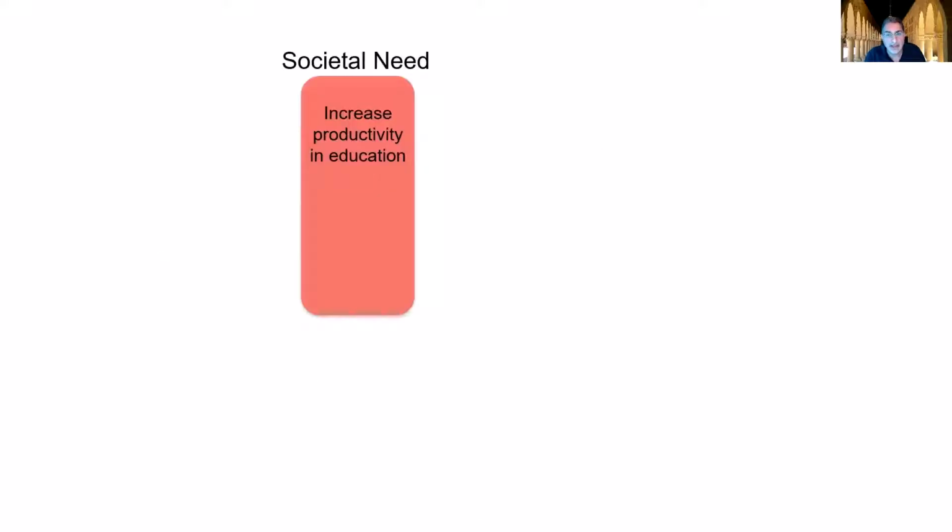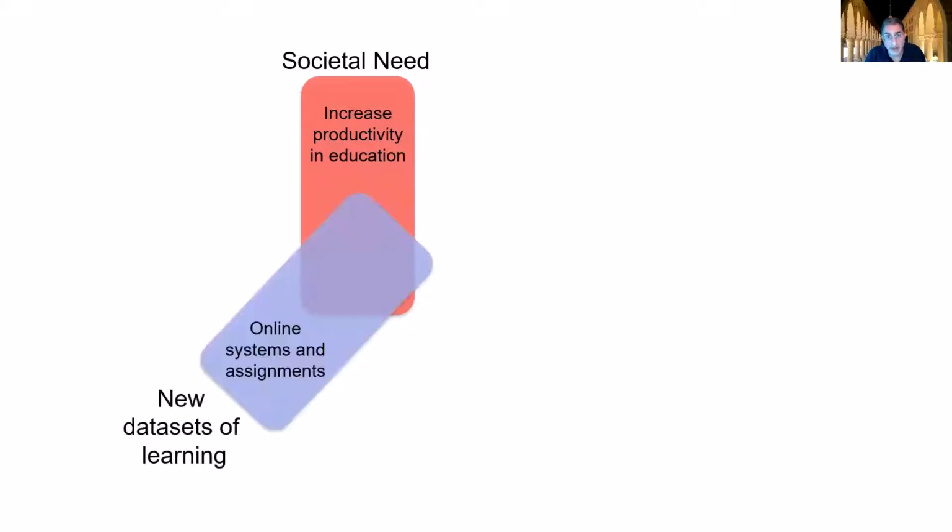If we want to think about using machine learning to better understand human learning, there's a few things we want to think about. One of them is understanding what's the societal need. And this is something that for this audience, I don't need to spend a lot of time belaboring. But certainly we can think about how do we increase productivity in education, because there's a greater demand for education than there's opportunities right now worldwide.